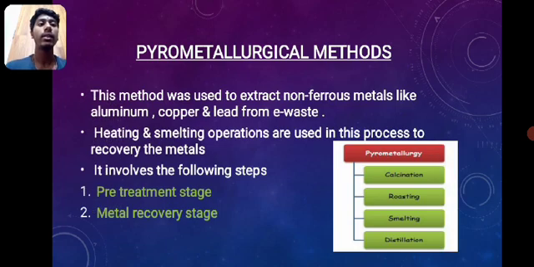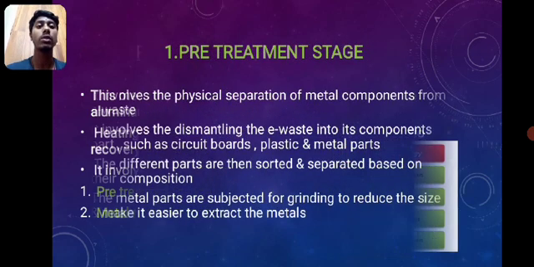The second process is the pyrometallurgical method. This method is used to extract non-ferrous metals like aluminium, copper, and lead from electronic wastes. Heating and smelting operations are used in this process to recover the metals. Heating and melting are used to extract metals like aluminium, copper, and lead from the e-waste. It involves the following steps: the pre-treatment stage and the metal recovery stage. Let us discuss one by one.